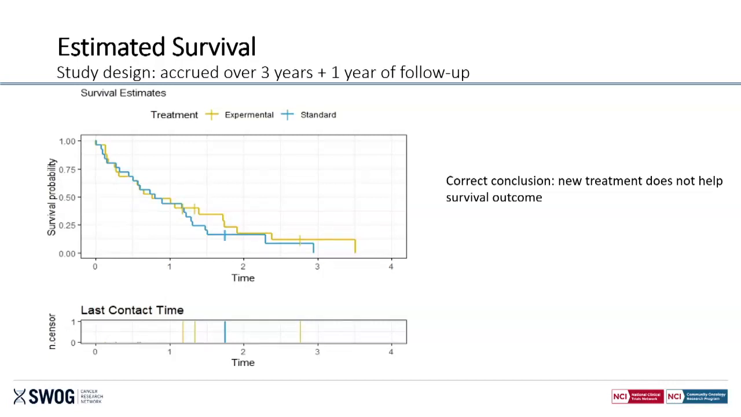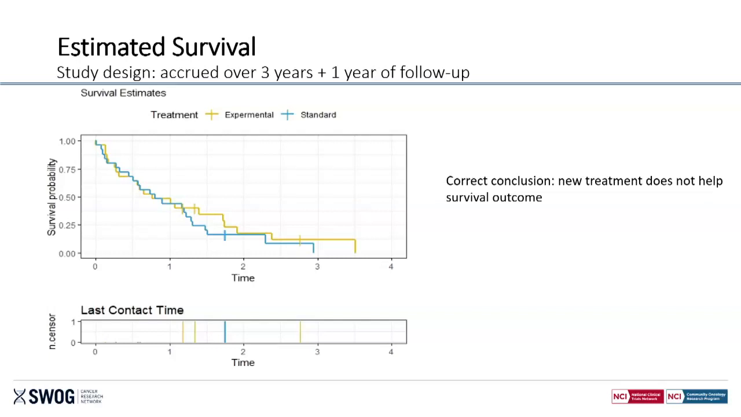So here's a pretend study that was designed, it accrued over 3 years. It had 1 year of follow-up. So it means patients came on study for about 3 years, and we followed patients an additional 1 year past that point in time. And these are those same Kaplan-Meier curves that I showed before, where the experimental treatment is the yellow, yellowish brown, and the standard is the blue.